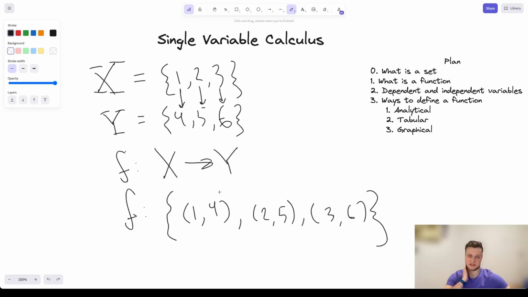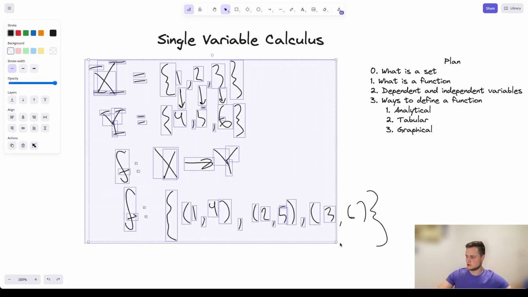And basically this defines the dependent and independent variables. All x are independent, we can vary them however we want, while y's are dependent. In other words, we can just say that when we vary x, y changes. So y is dependent.